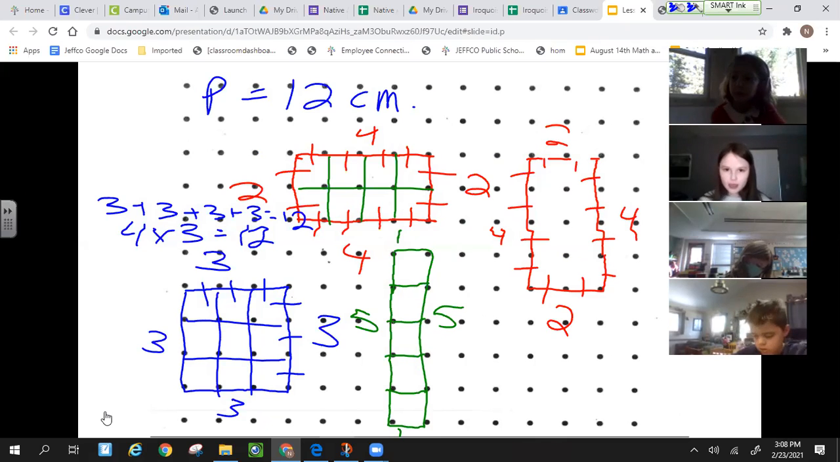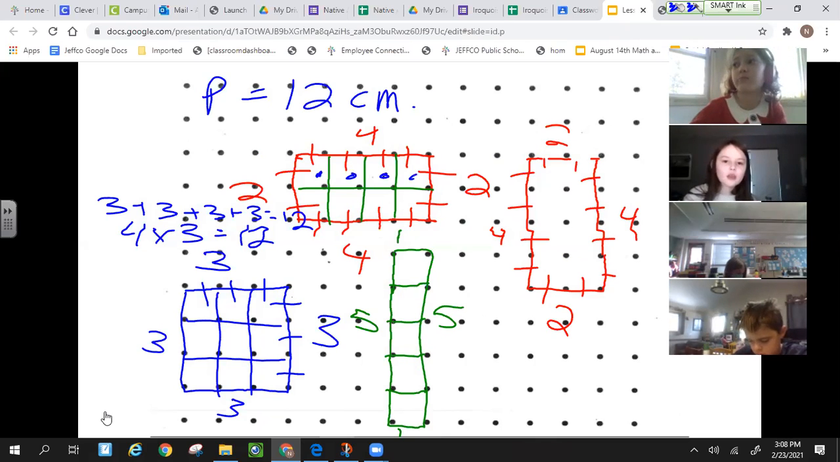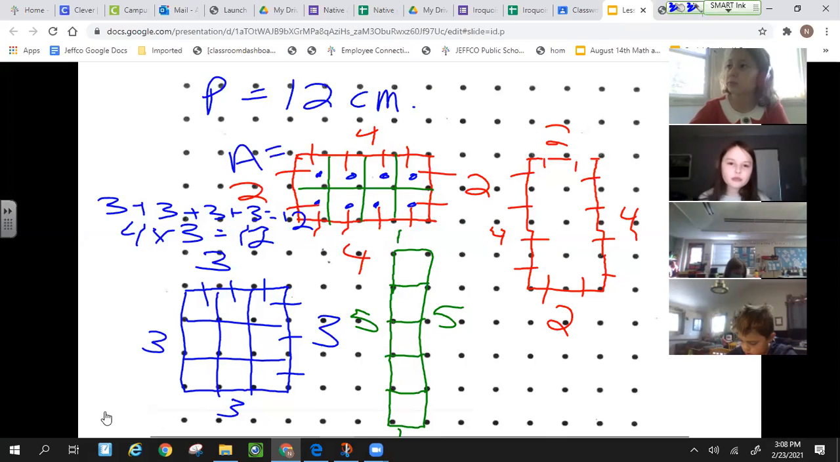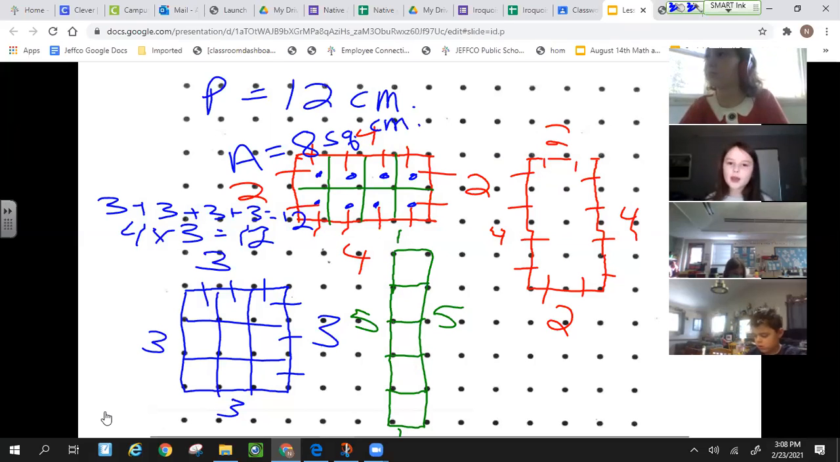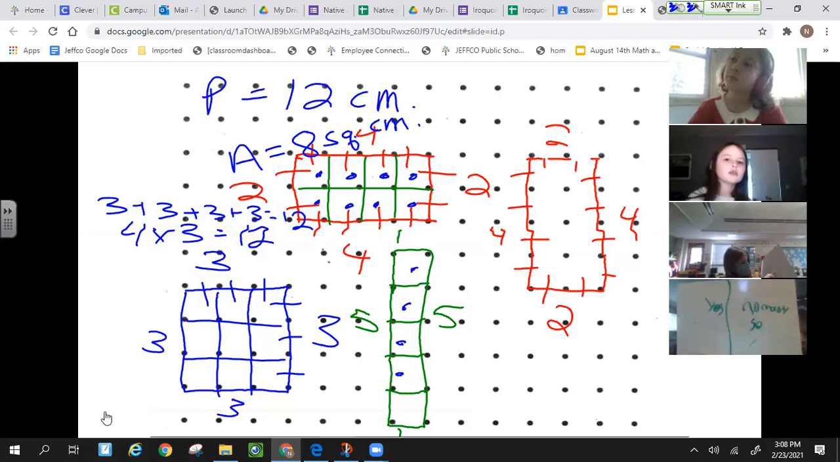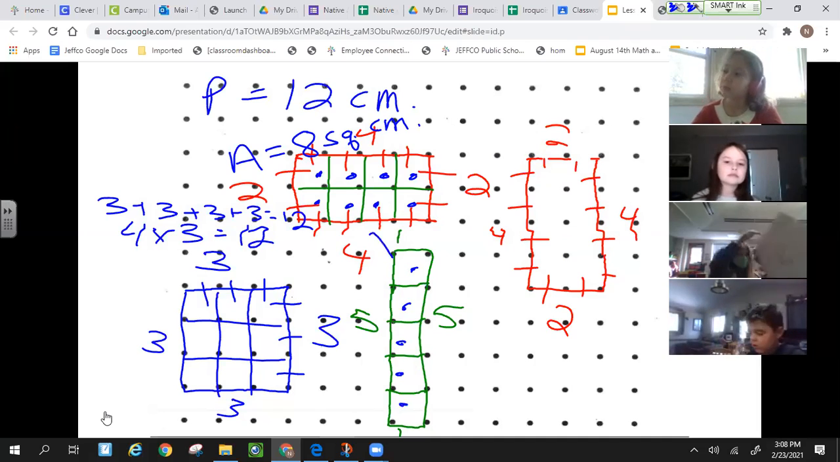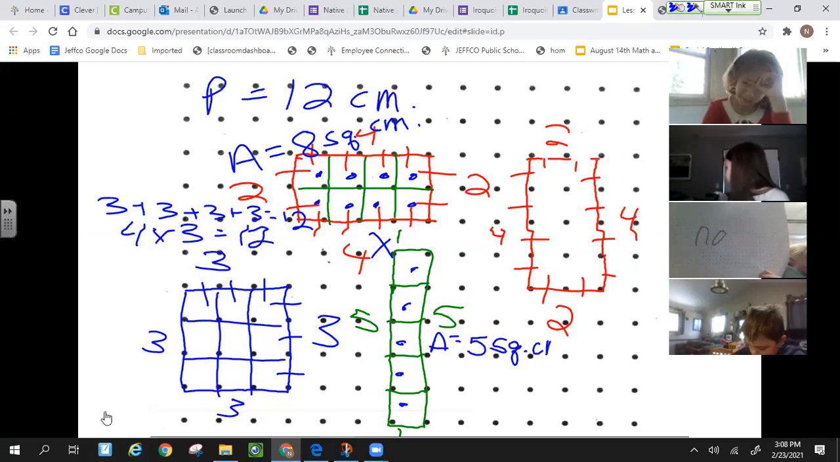Count them all. Let's count them. Okay, let's look at this one. 1, 2, 3, 4, 5, 6, 7, 8. A 2 by 4, 2 times 4, has 8 square centimeters. All right, let's look at the 1 by 5. Count it. 1, 2, 3, 4, 5. A 1 by 5 has an area of 5 square centimeters. Hence 1 times 5 is 5.